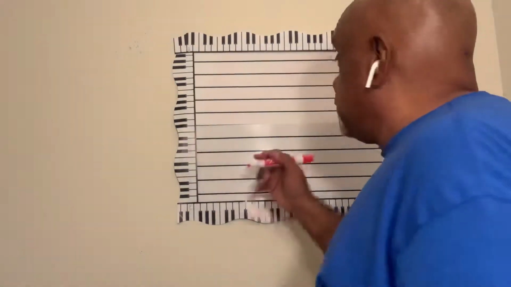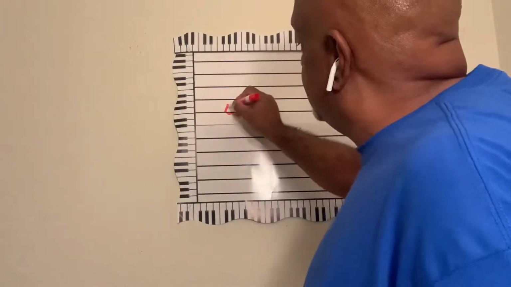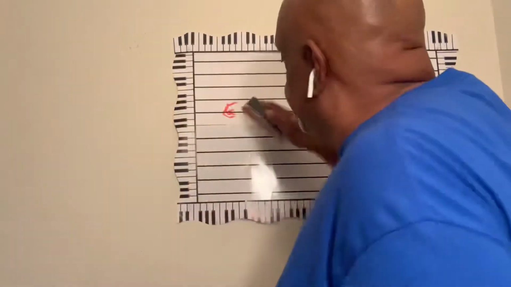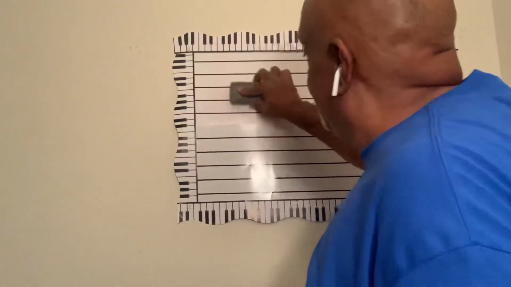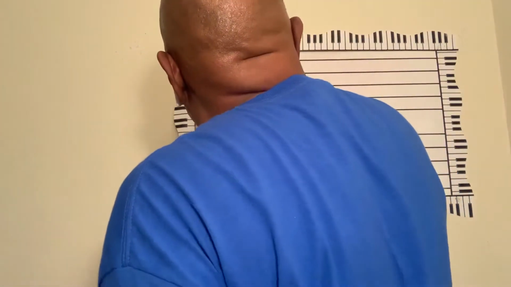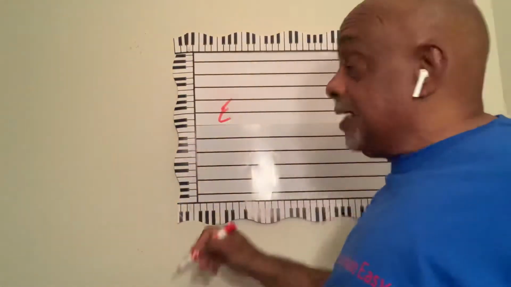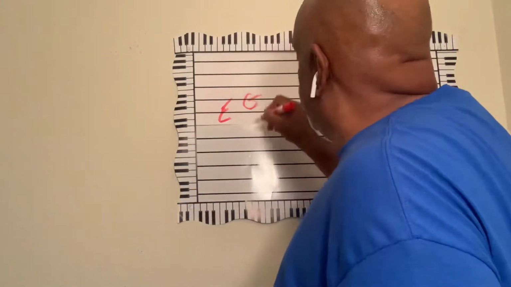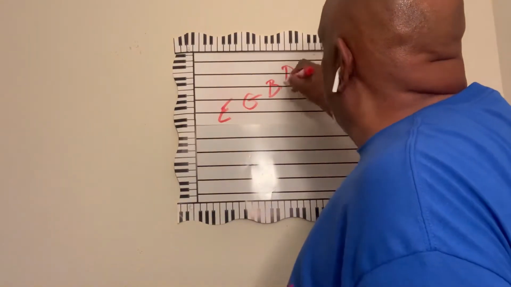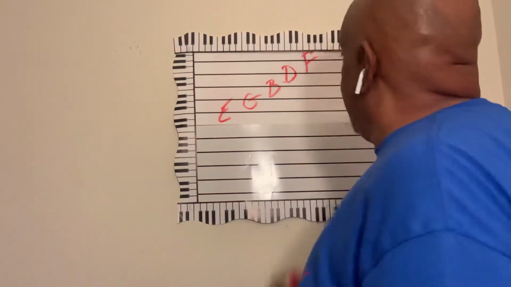The line names for the treble clef: the first line is E. Let me try that again. All right, it's E. First line is E. Second line is G. Third line B. Fourth line D. And fifth line is F.